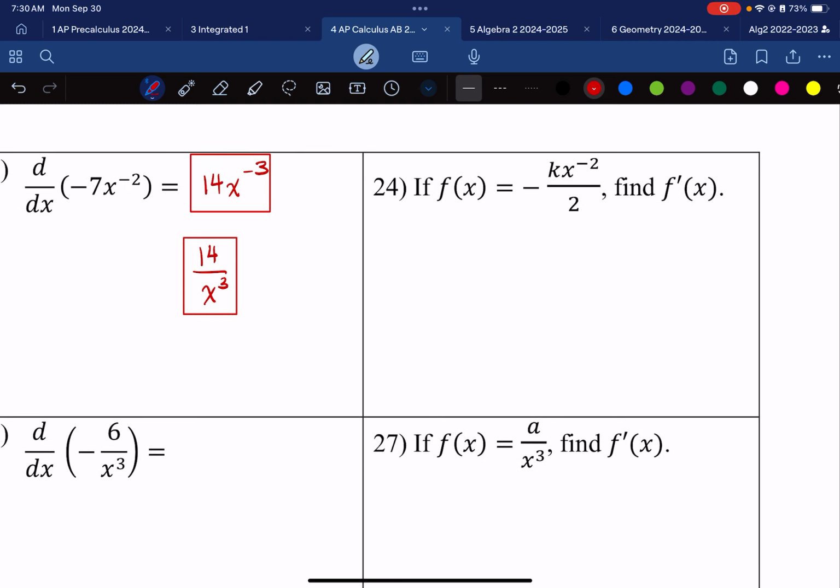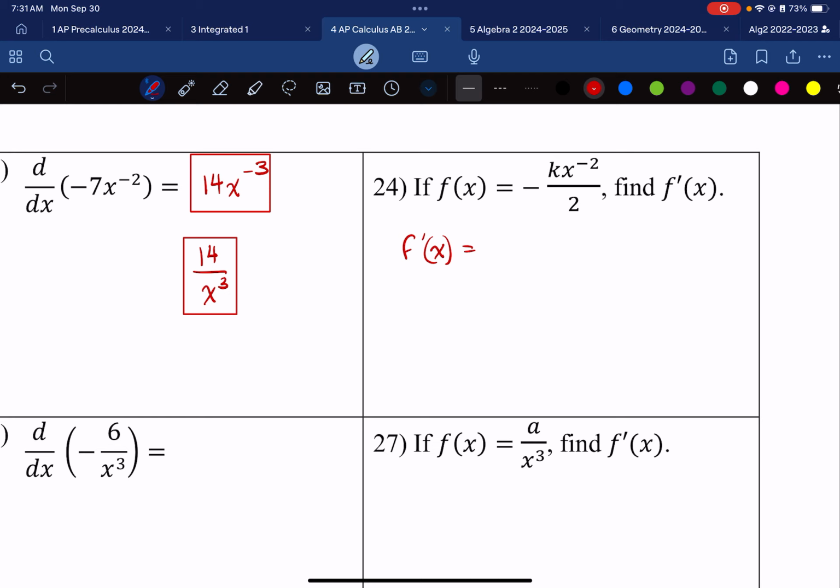And in number 24, so to find f prime of x, I'm going to be multiplying this negative 2 down in front. And you can probably see what's about to happen in your head before even writing, I hope. This 2 and this 2 will cross cancel. This negative and this negative will cross cancel, leaving behind a kx to the power of negative 3. But let's go ahead and show all of our work.